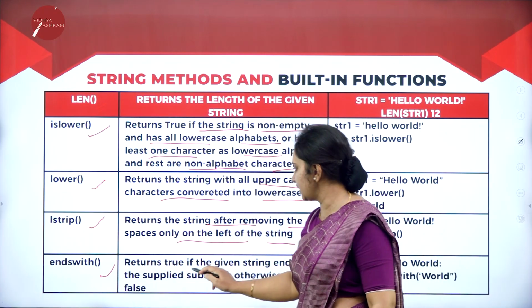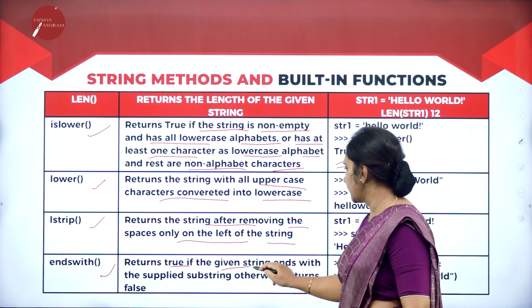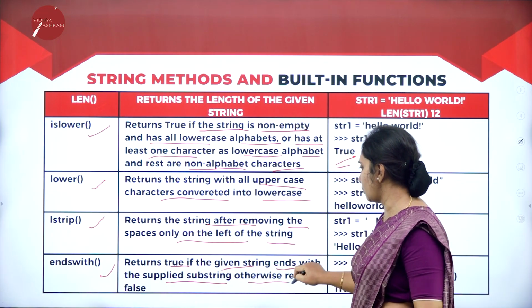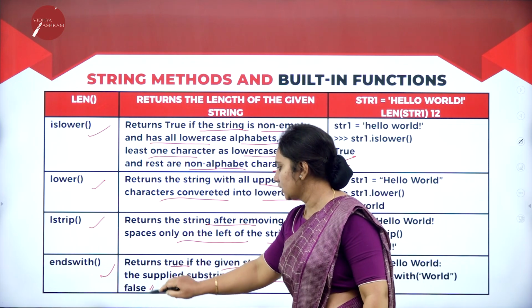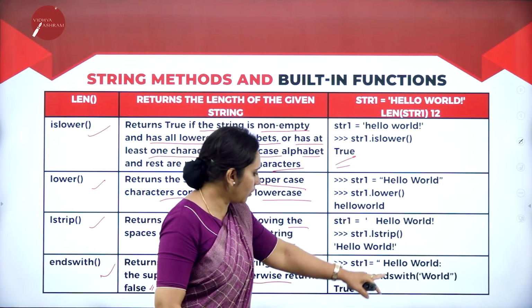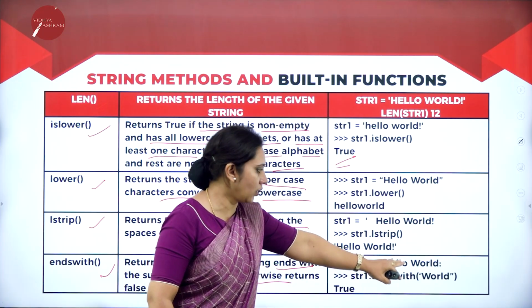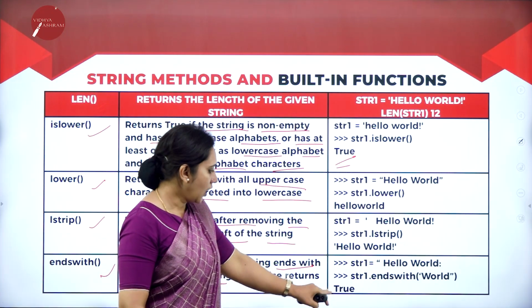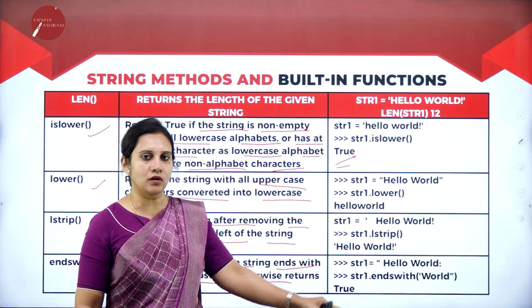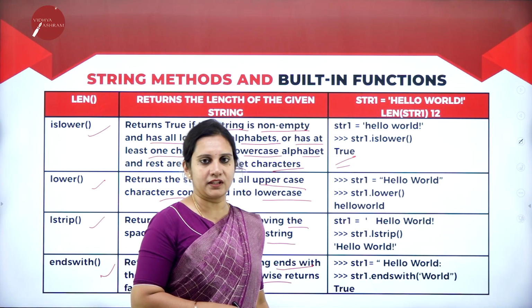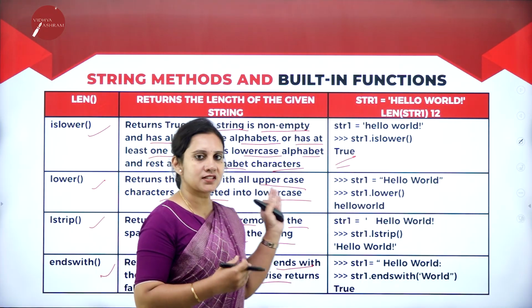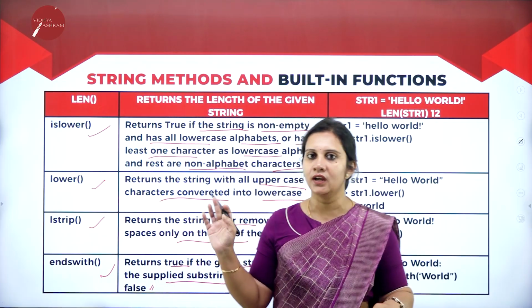So endswith returns true if the given string ends with the supplied substring, otherwise it returns what? False. Which ends with, the example we will see. Hello world, it ends with the word. We all know that it ends with the word. Of course, it is true. If it does not end with the word, then it will display false. So this is about some of the built-in functions which we use.